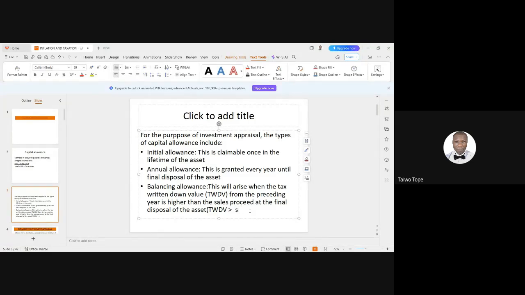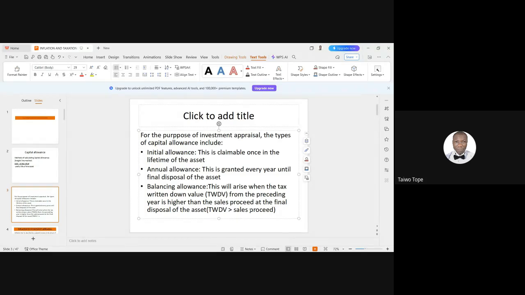sales proceed, we have the issue of balancing allowance, where the tax written down value is greater than the sales proceed. So in a question as you solve, the balancing allowance, the tax written down value is greater than the sales proceed.